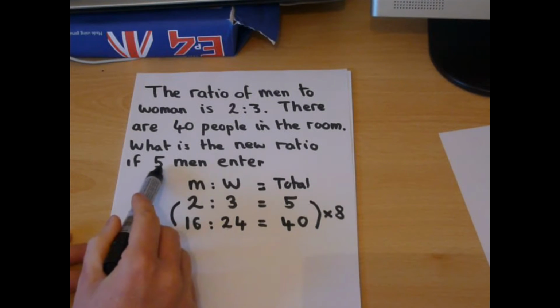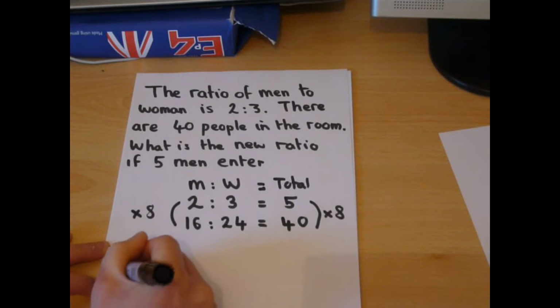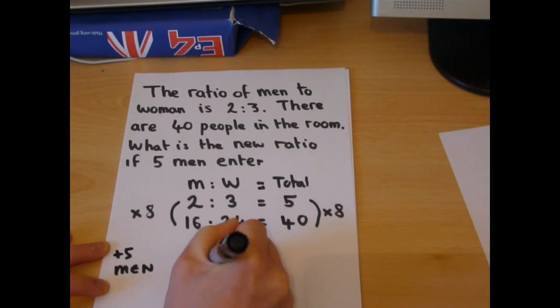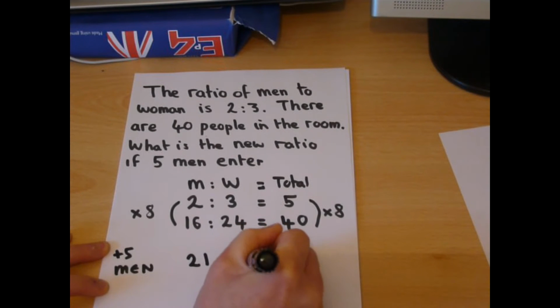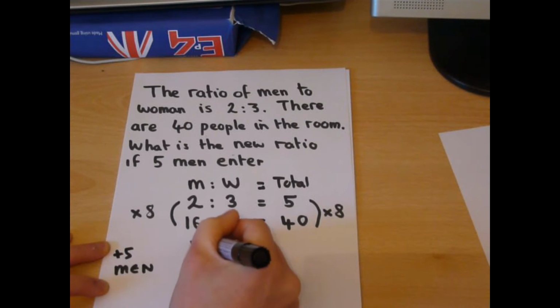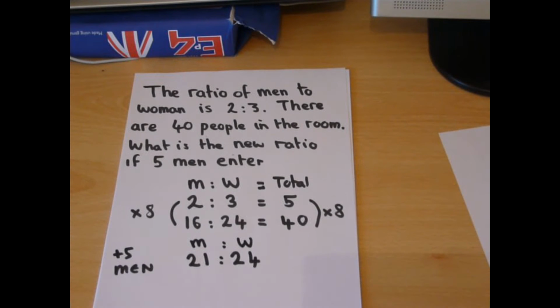But 5 men enter the room. So if 5 more men enter, rather than 16 men, if we add 5 men, there will now be 21 men, but still 24 women. So this is the new ratio of men to women. However, a ratio can cancel down.